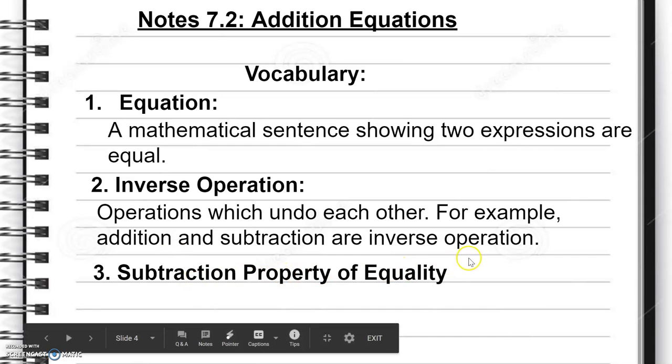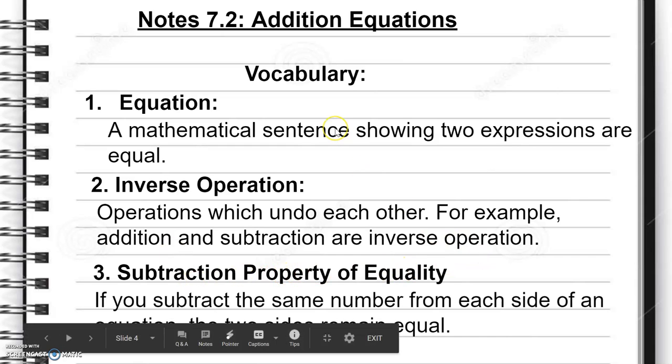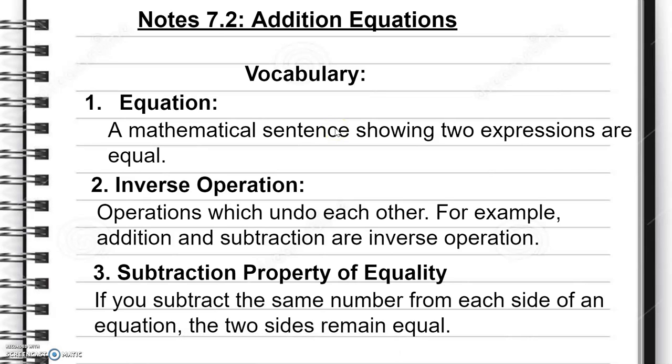Subtraction property of equality. If you subtract the same number from each side of an equation, the two sides remain equal. Again, subtraction property of equality. If you subtract the same number from each side of an equation, the two sides remain equal.